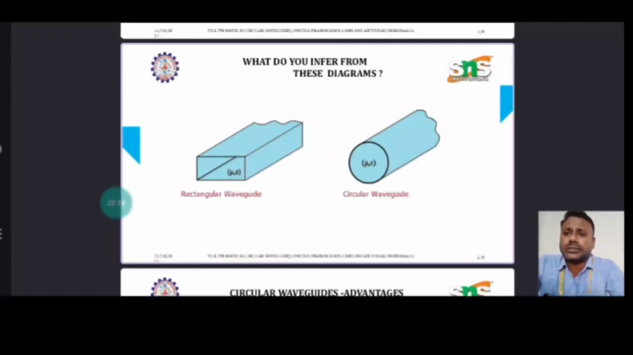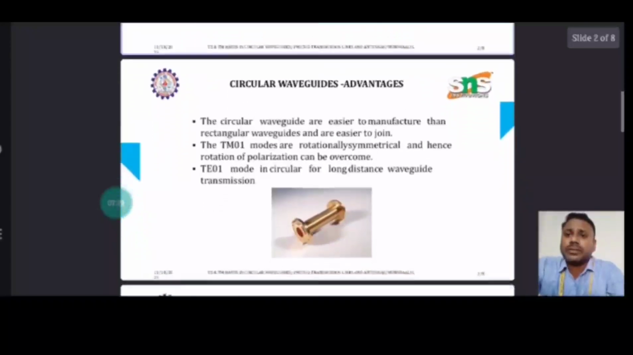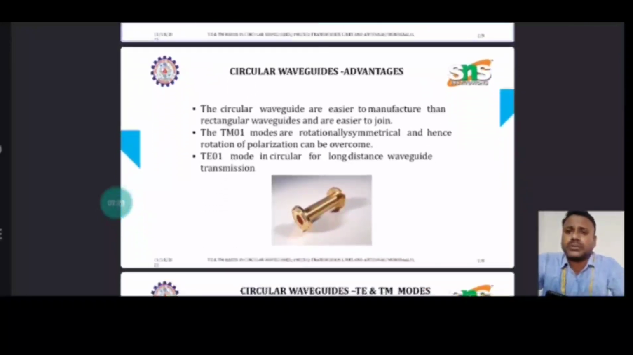So let me move to the next slide. In the next slide: what is a circular waveguide, what is the operation of a circular waveguide, and what are the advantages of a circular waveguide? Let us see in this slide. So this is the circular waveguide.